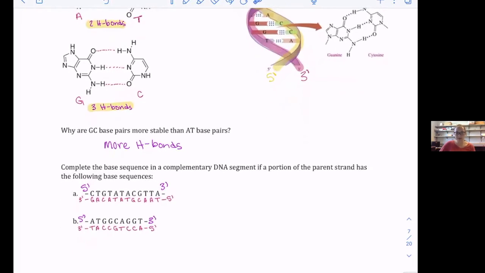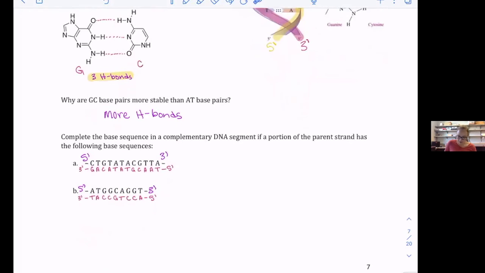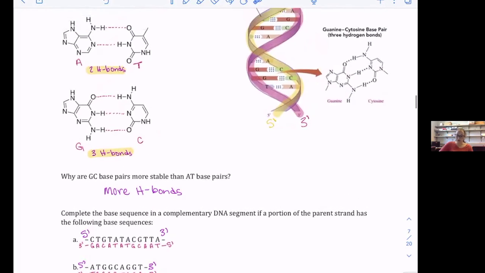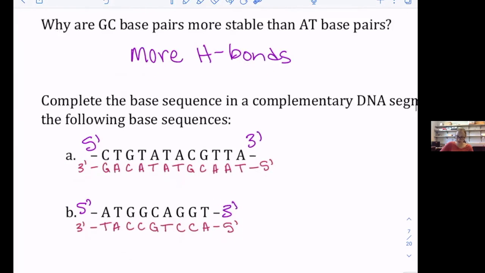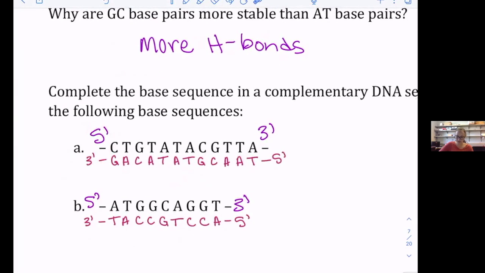And then complete the following base sequences in a complementary DNA segment if a portion of the parent strand has the following base sequence. So I gave you in black this base sequence. It's going to be 5' to 3'. So the complementary DNA sequence is going to be where you use the opposite base pair. So I would just write in 3' on this side because we had 5' here. The complementary base pair for C is G, for T is A, and I'll just go all the way down the line, switching those out, making sure that I use T instead of U because we're in DNA. You'll see where that's important coming up soon.